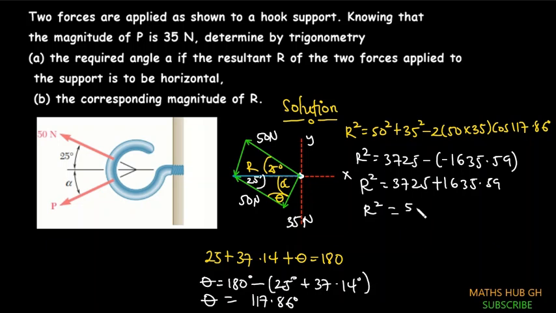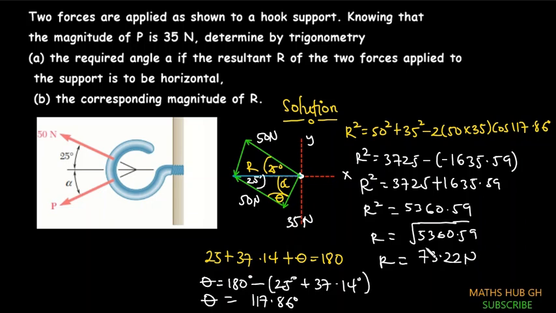That will give us a value of 1935.59. So let's find the square root of this value. The square root of 1935.59 gives us 44.00 newtons, which will be the value of the resultant force. So you see that in this case there will be no need for us to find the angle that the resultant force makes with the x-axis, because the resultant force is already lying directly on the x-axis. So we just have to find the magnitude.